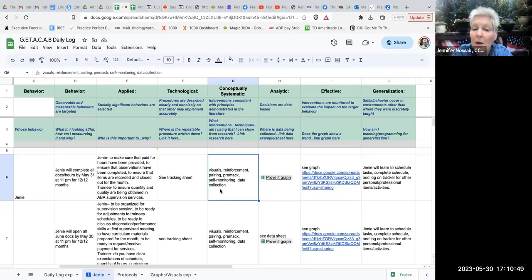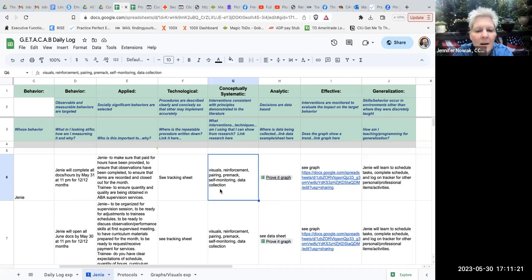I also do Premack, right? So I pair things that I don't like with things that I do like. So I make sure that I have my heater pad on, I have my tea or my coffee, maybe I have music or not music, depending on how I'm feeling, just in order to get this stuff done. Self-monitoring is an intervention that I'm using, which is definitely proven out in our literature, and just data collection. Now, I'm sure there are probably 20 or 30 more things that make this conceptually systematic, but you get the idea.